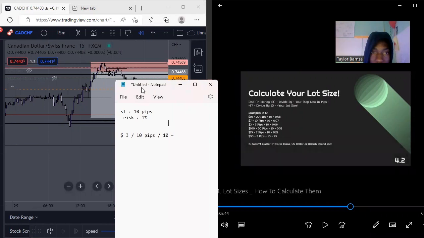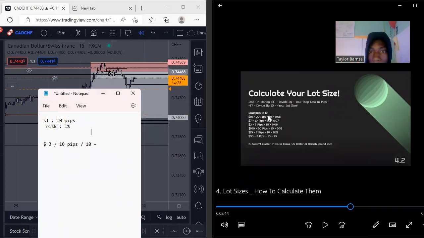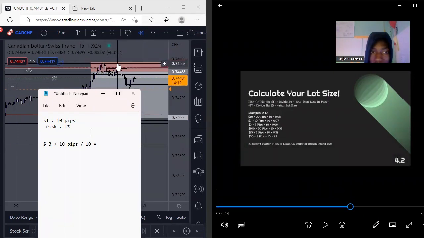On this trade, say I want to risk $3. I divide it by how many pips I have, so I divide 3 by 10. Really, we need to plug this in to see what I did, because I really risked 1%. So 1% is really $1. That's $1, 1 divided by 10.